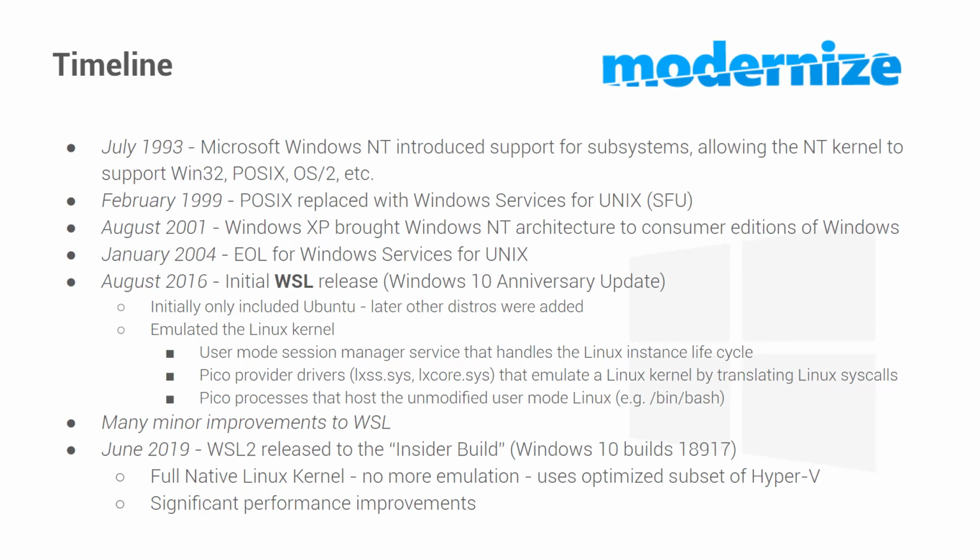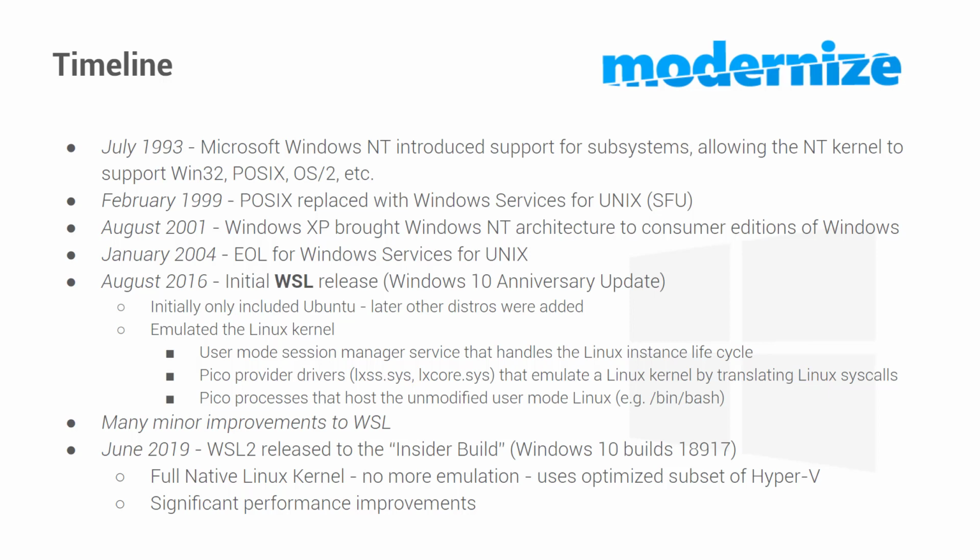So now let's talk about the timeline. Interestingly, if you go all the way back to 1993, when Windows NT was introduced, it introduced the idea of subsystems. This allowed the Windows NT kernel to support Win32. Win32 is a subsystem in Windows NT, POSIX, OS2, etc. In 99, they replaced the POSIX subsystem with the Windows Services for Unix, which is not Linux, it's similar.